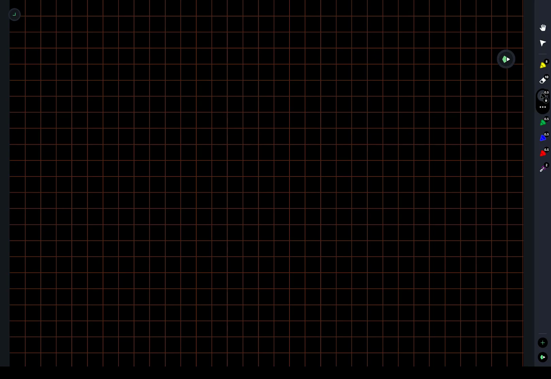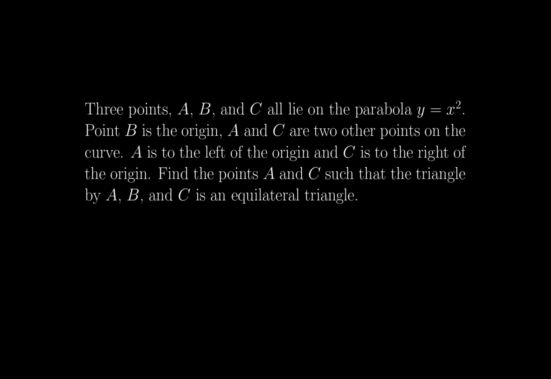Hello everyone, let's take a look at our next problem. Three points A, B, and C all lie on the parabola y equals x squared. The point B is the origin. A and C are two other points on the curve. A is somewhere to the left of the origin and C is somewhere to the right of the origin.